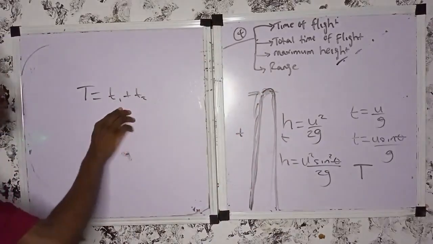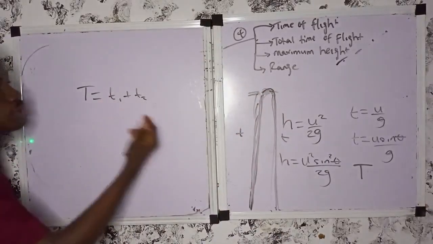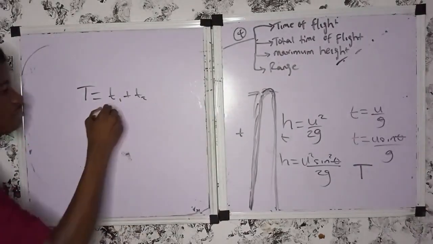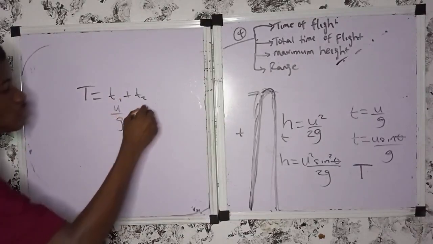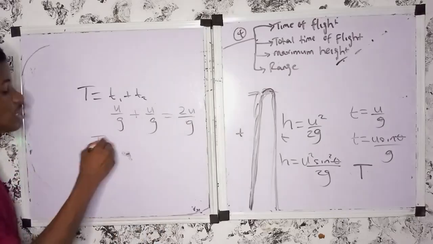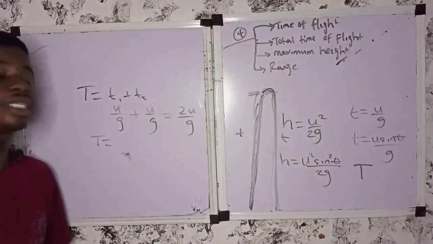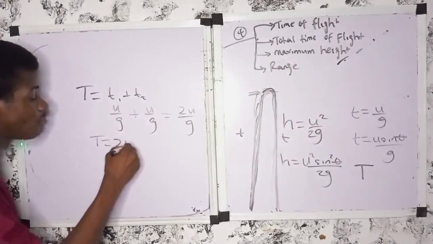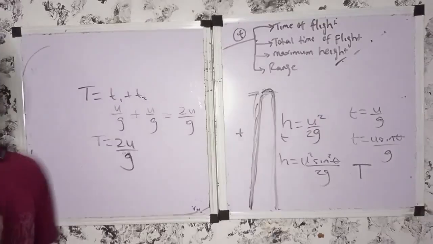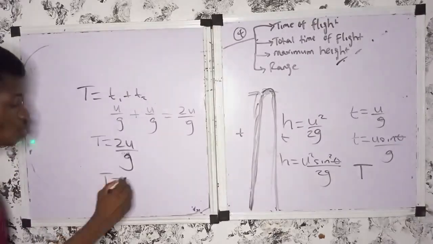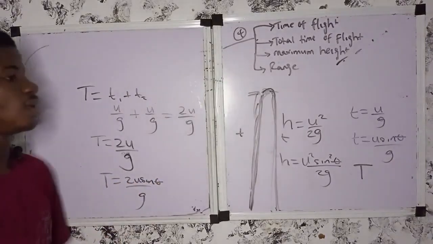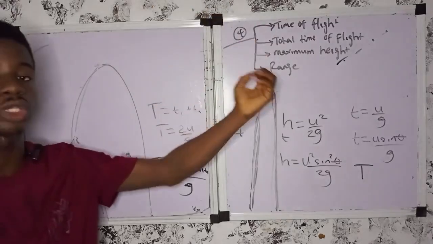So total time of flight is the summation of time of flight. One time of flight is U over G, another time of flight is U over G. If you add everything, it will be 2U over G. This is the formula of total time of flight when it does not involve an angle. But when it involves an angle, it will be 2U sin theta over G. That is total time of flight.